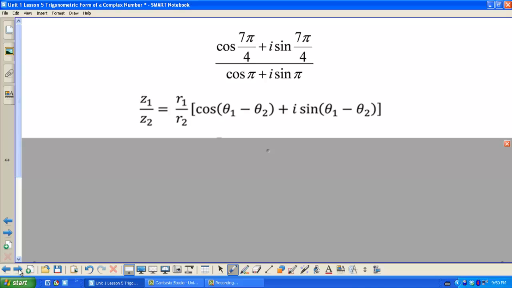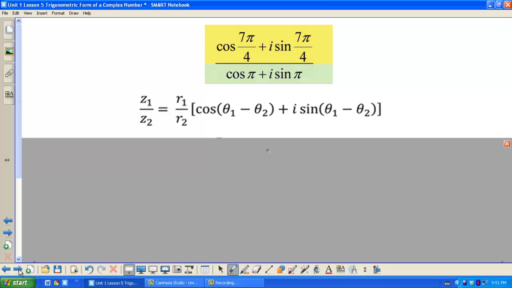Now for this last example, I have the cosine of 7 pi over 4 plus I sine of 7 pi over 4 all over cosine pi plus I sine pi. This might not be as obvious because your moduli in both of these is 1. So you have a complex number in trigonometric form in your numerator, and you have a complex number in your denominator in trigonometric form, where both have a modulus of 1, and your argument in the numerator is 7 pi over 4, and your argument in the denominator is pi.